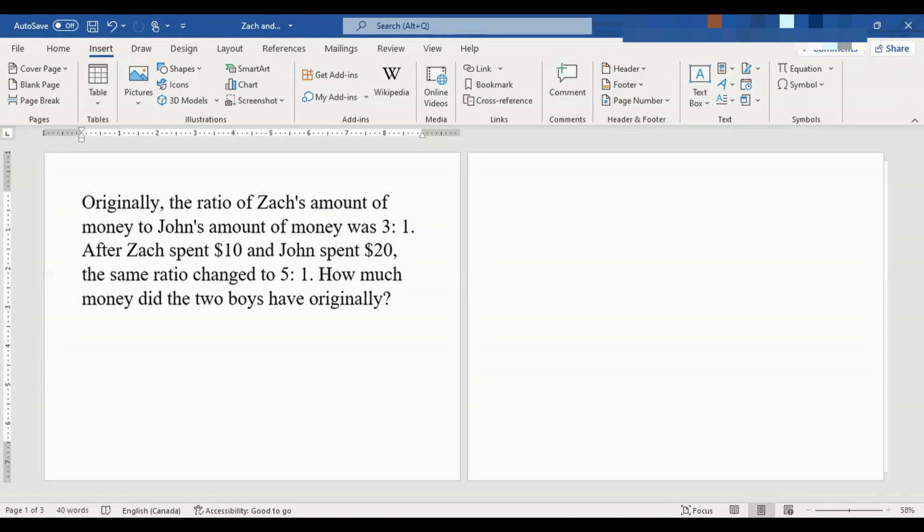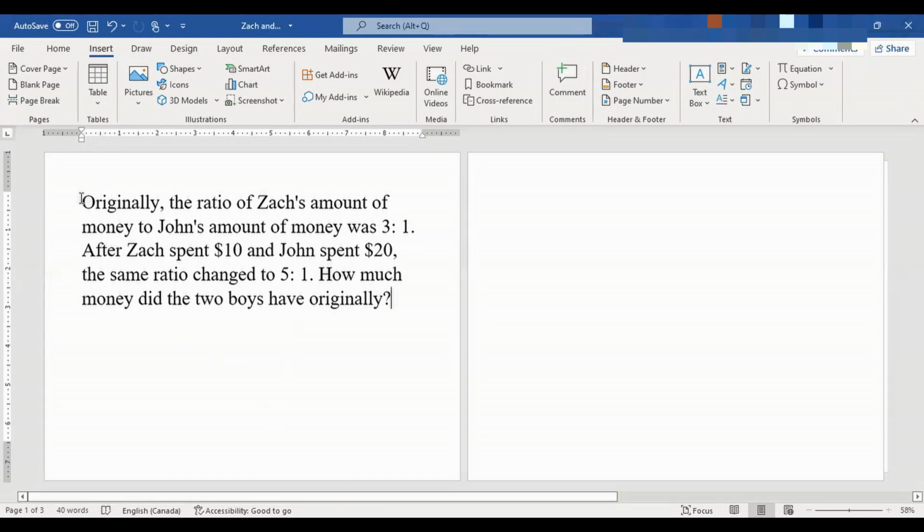Okay, so this problem says, originally the ratio of Zach's amount of money to John's amount of money was 3-1. After Zach spent $10 and John spent $20, the same ratio changed to 5-1. How much money did the two boys have originally?